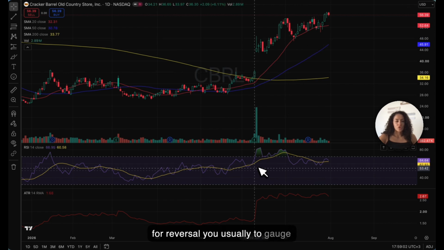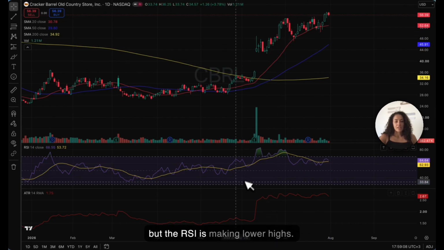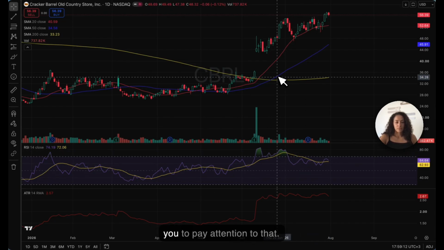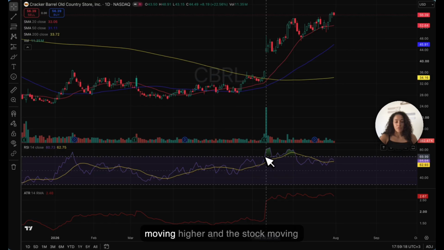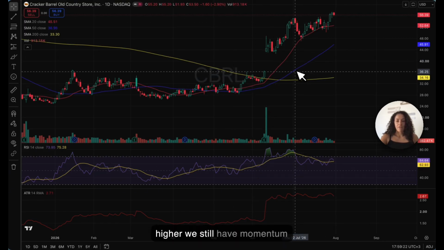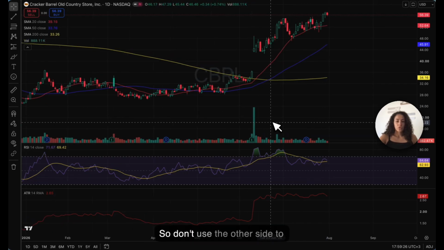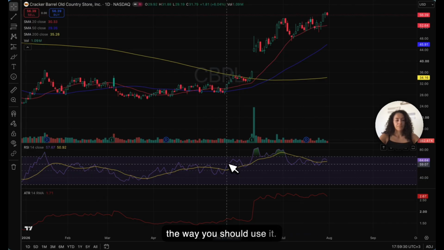You use it to gauge momentum and spot divergence. So if the price is making a new high, but the RSI is making lower highs, that's a momentum warning, and you need to pay attention to that. But if I see instead the RSI moving higher and the stock moving higher, we still have momentum behind the move. So don't use the RSI to predict reversals, because that's not the way you should use it.